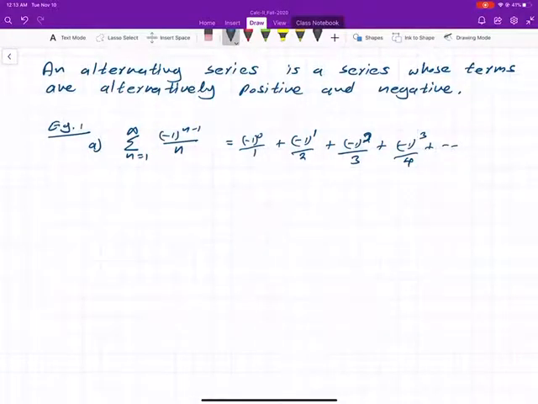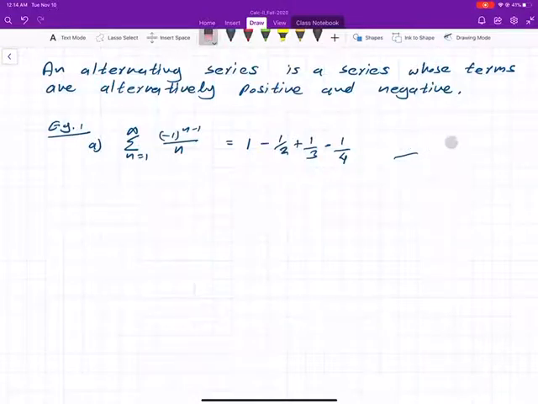Let me expand this. Negative 1 to the power 0 is 1, so the first term is just 1, plus negative 1 to the power 1 is negative 1 over 2, that means negative half. Then negative 1 to the power 2 is just positive 1, so this term is 1 over 3. And then negative 1 to the power 3 is negative 1 over 4. So these are the first four terms of this series.